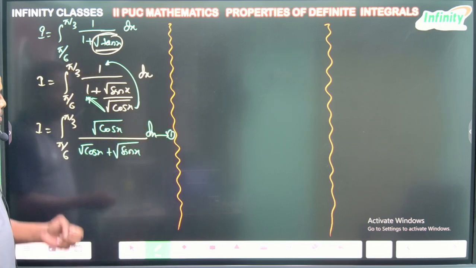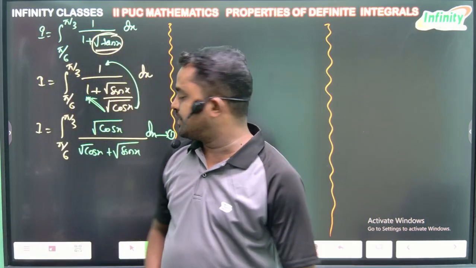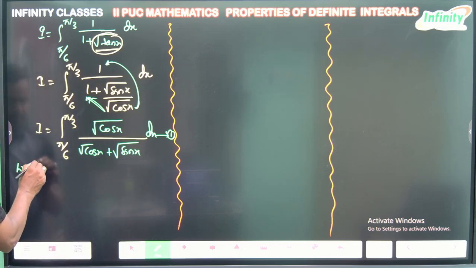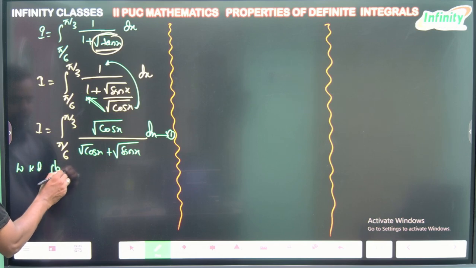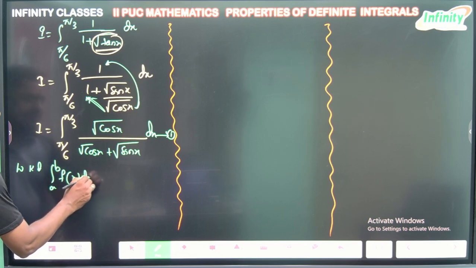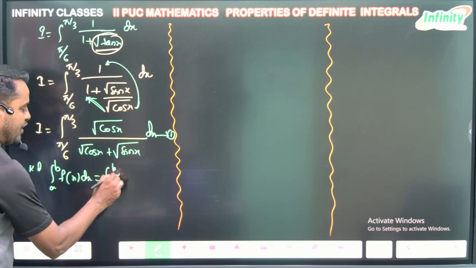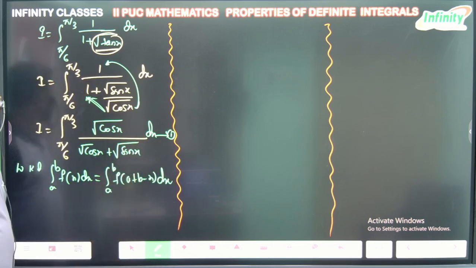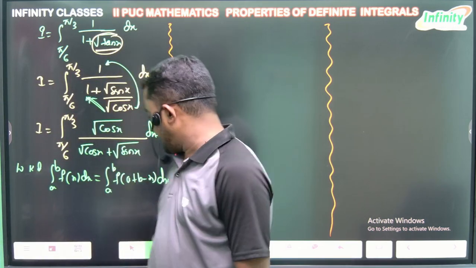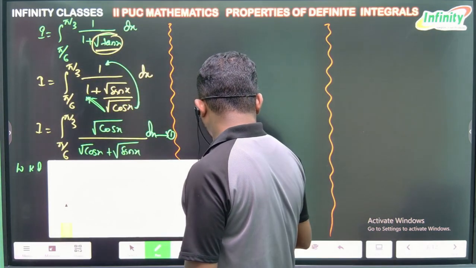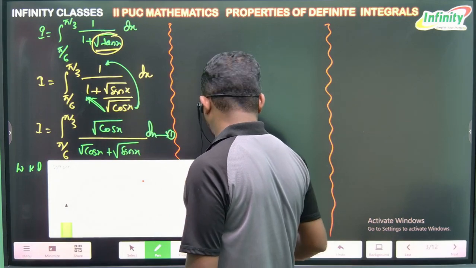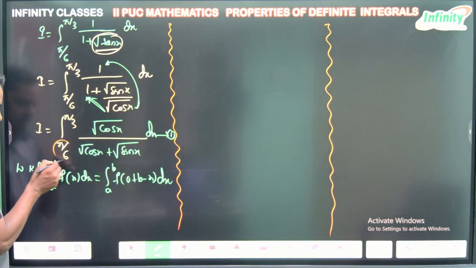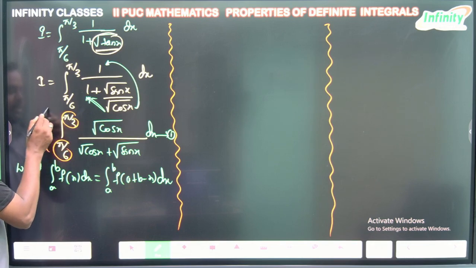Equation 1. Now applying the property, we know that integration of a to b f of x dx is equal to integration a to b f of a plus b minus x dx. After applying this property, what will happen? See here. So applying, what is a here? This is the value of a. What is b here? pi by 3 is b.